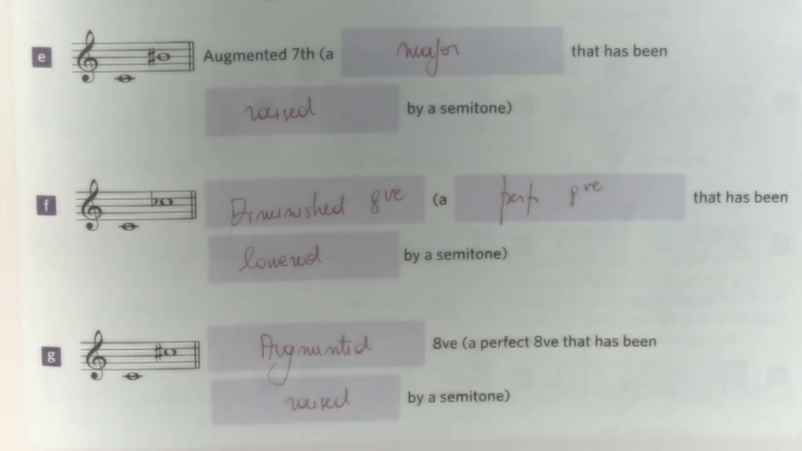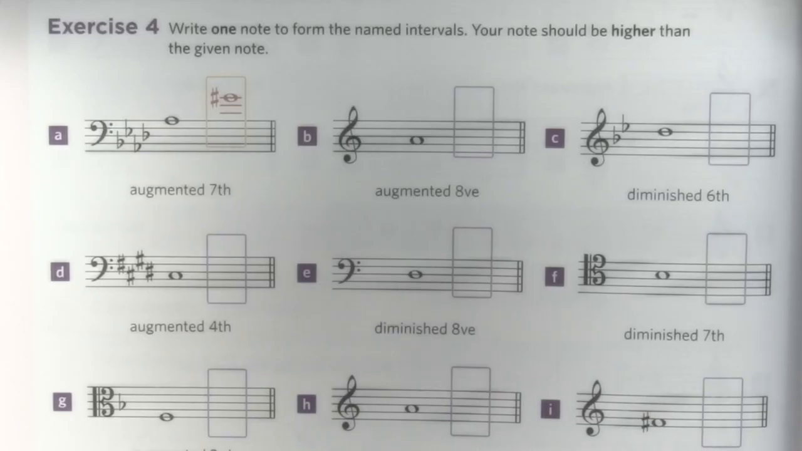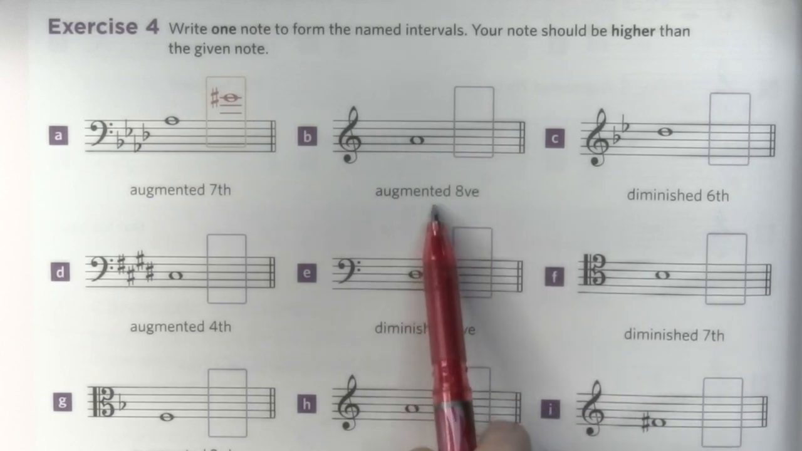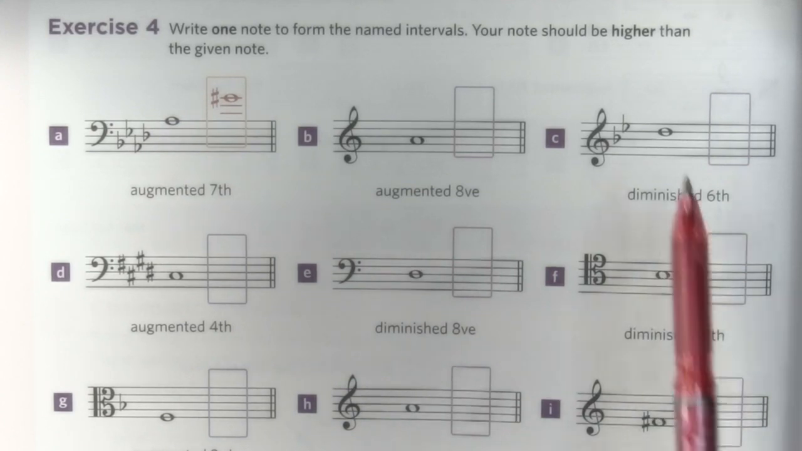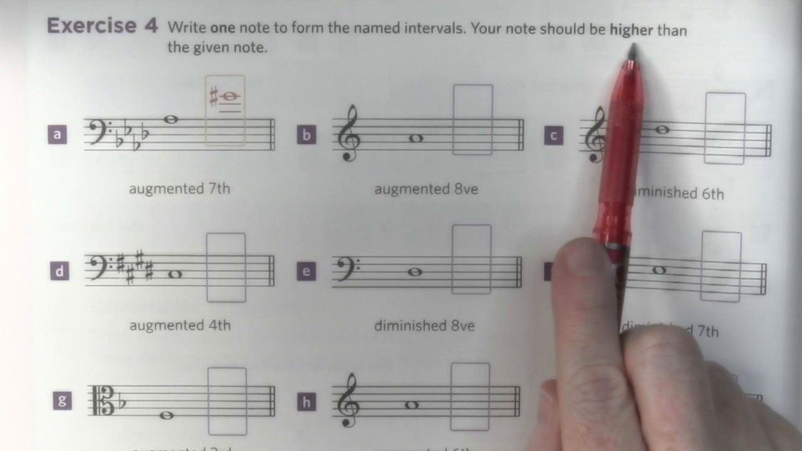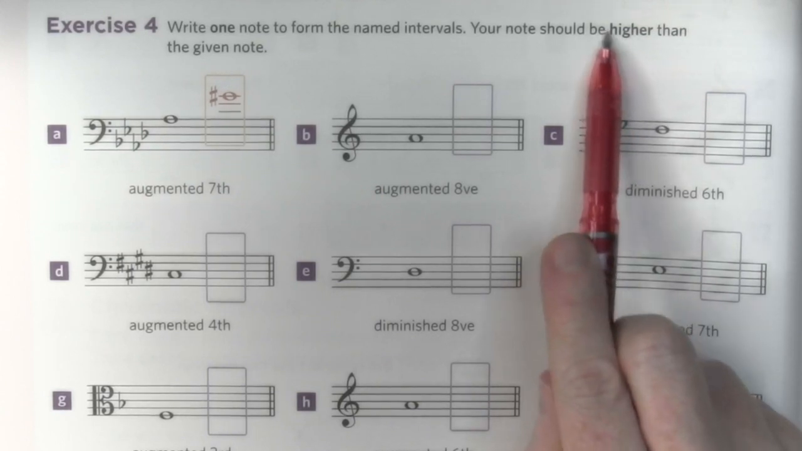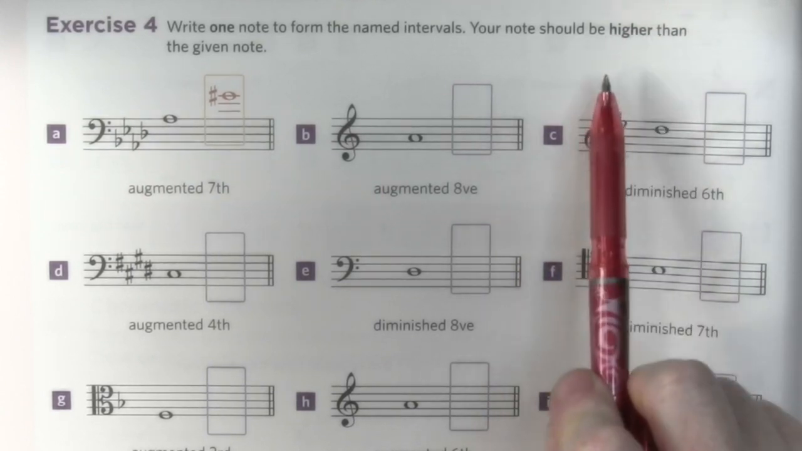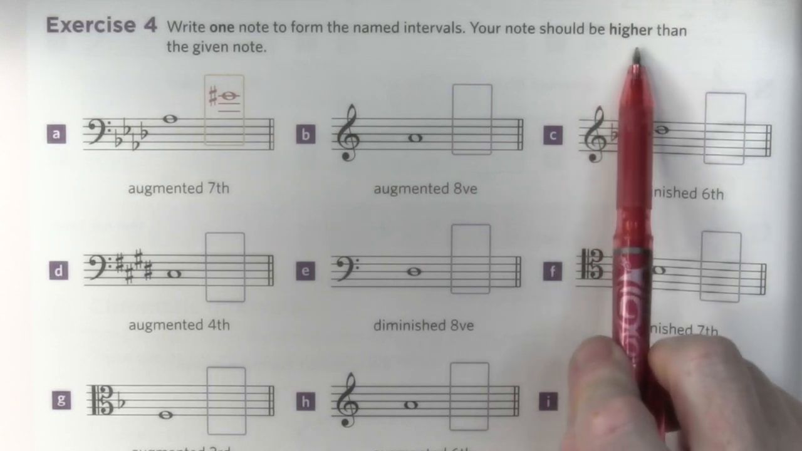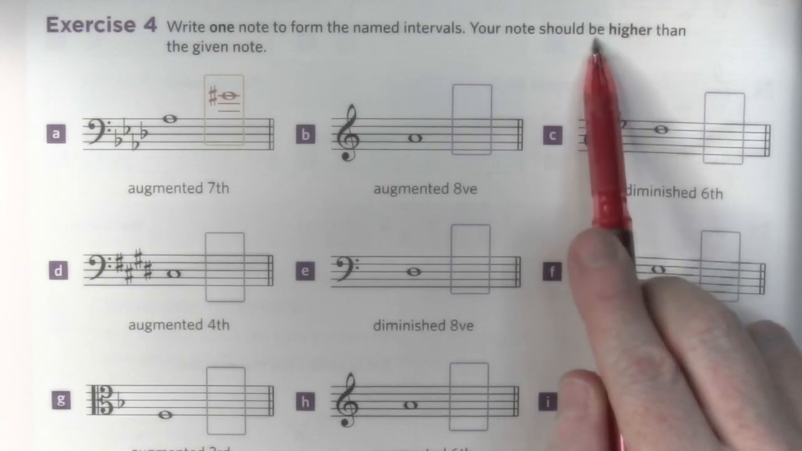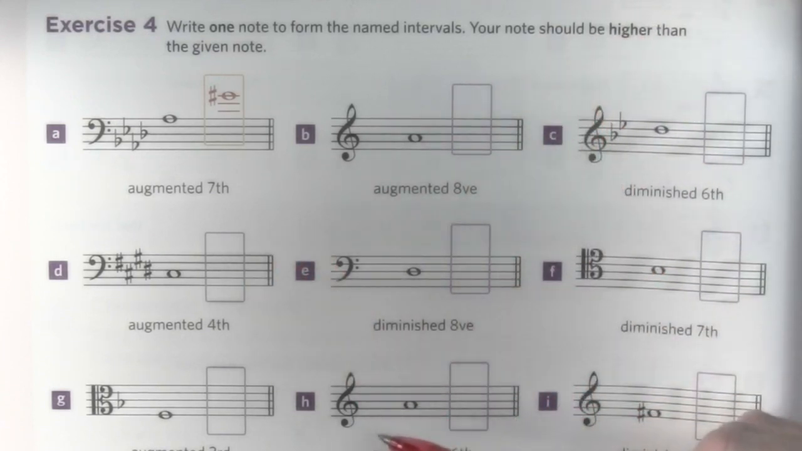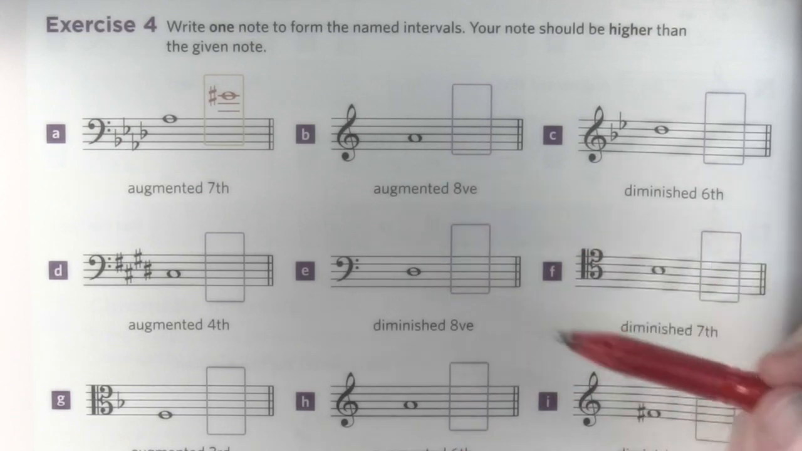Let's go on to exercise four. In this exercise four, we need to write the note to make the interval that is named here. So, let's go step by step. They say here, please note that the interval should be higher. Now this is in bold. You have no idea, guys, how many students, how many candidates write it lower. Higher. They want it higher. And that's also a part of the question.